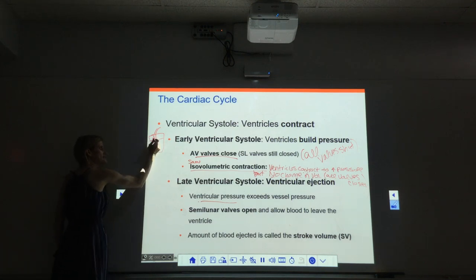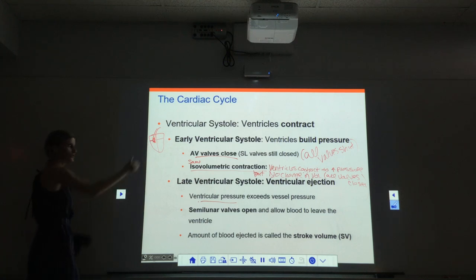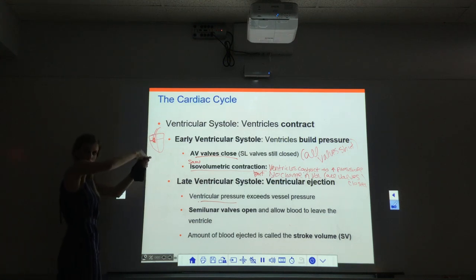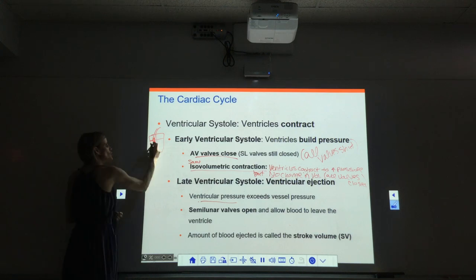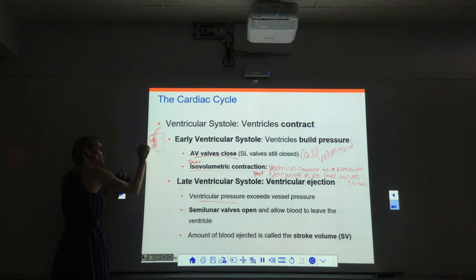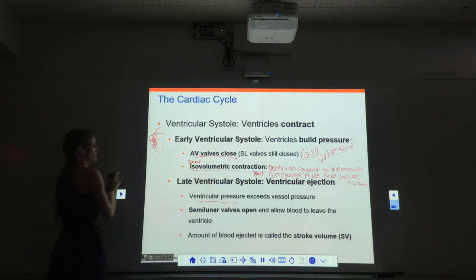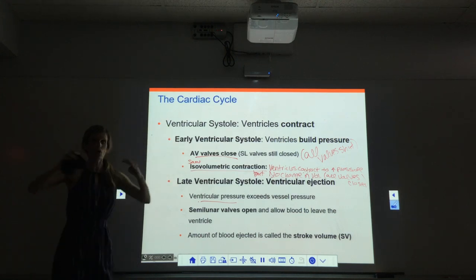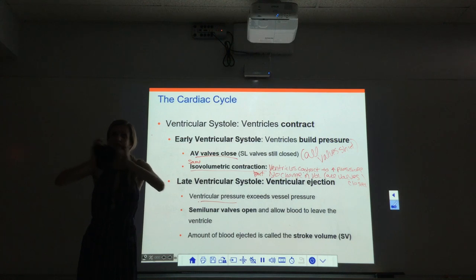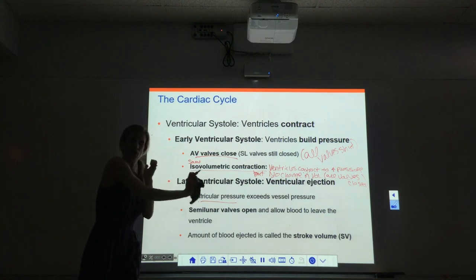There's pressure that exists here in this vessel. There's pressure that's pushing that valve closed. So you have to build pressure and build pressure and build pressure. And once the pressure is greater in the ventricle pushing up, then you can push past that and open up the semilunar valve. Right? Just picture like if you had a door and both people are pushing on it, right? To try and make it go one way or the other. Whoever's pushing the hardest is gonna win that war.